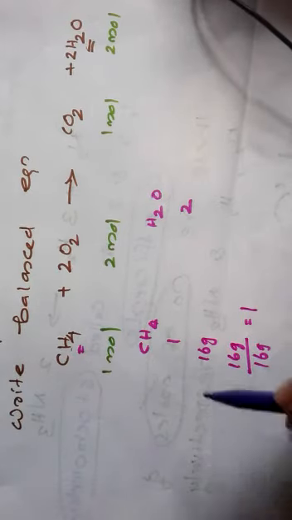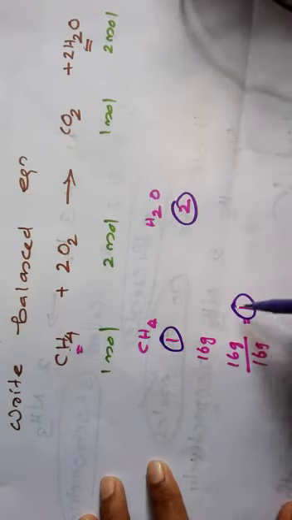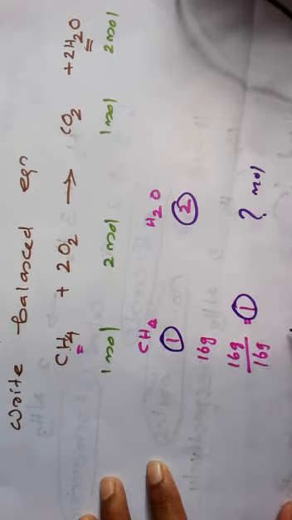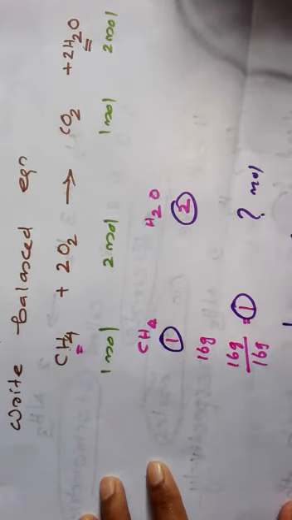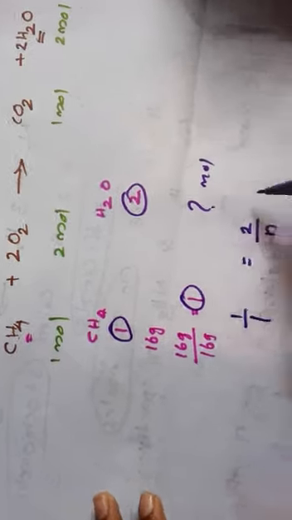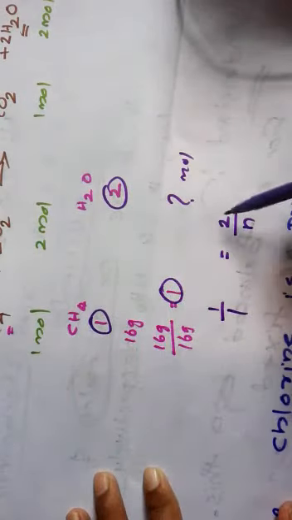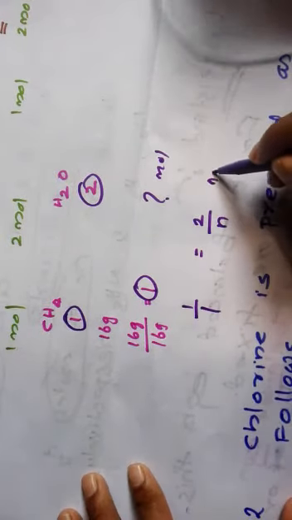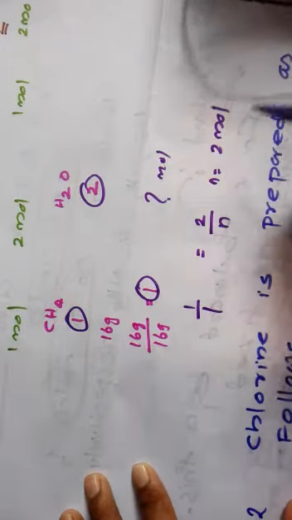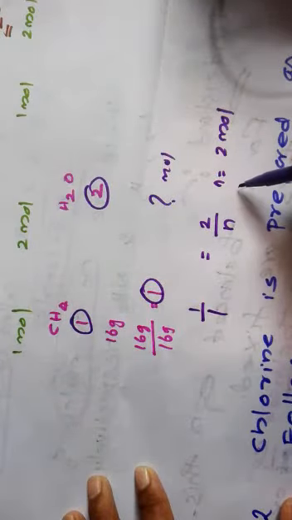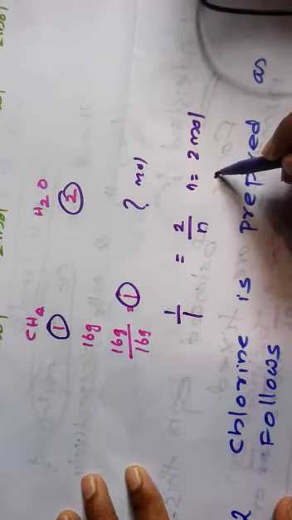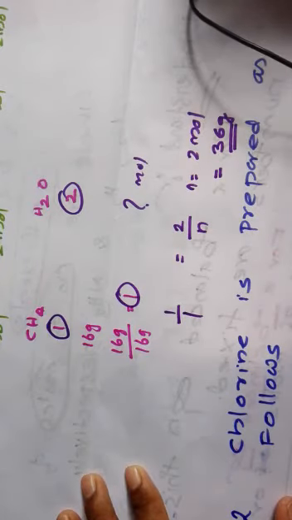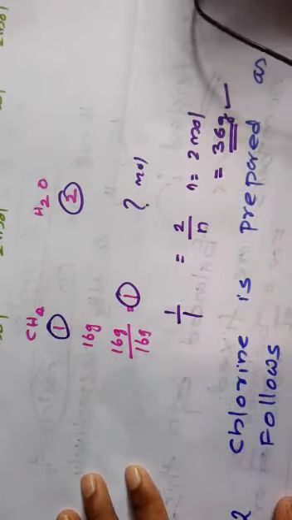Therefore, this is our data: 1, 1, here 1, here how many moles? Make an equation: 1 by 1 is equal to 2 by n. Therefore, n is equal to 2 mole. 2 mole of water will be produced. How many gram is it? 2 mole water means 36 gram. Therefore, the answer is 36 gram.